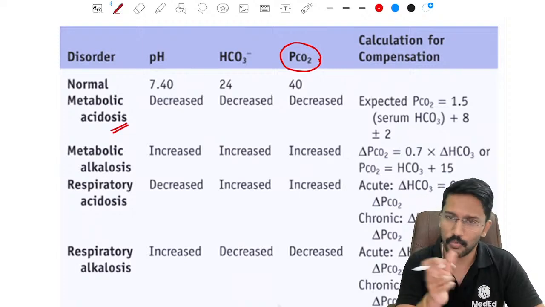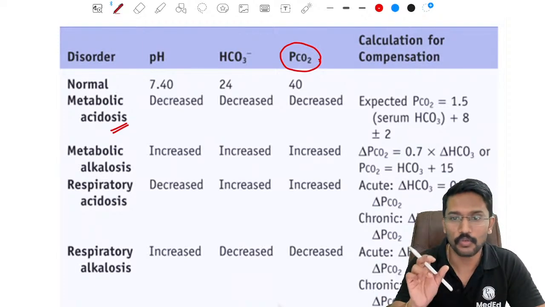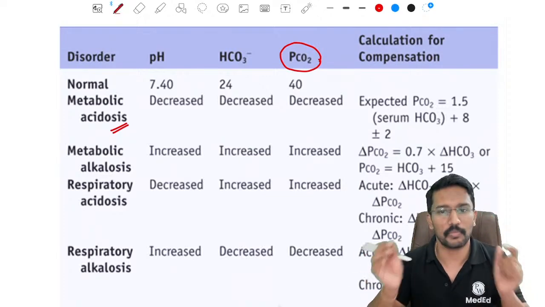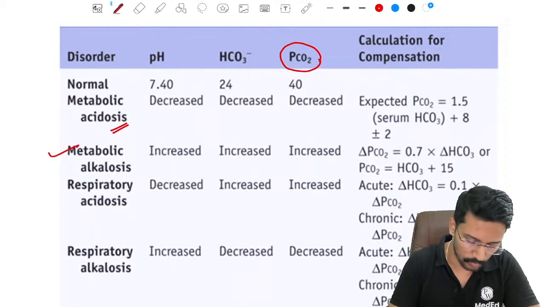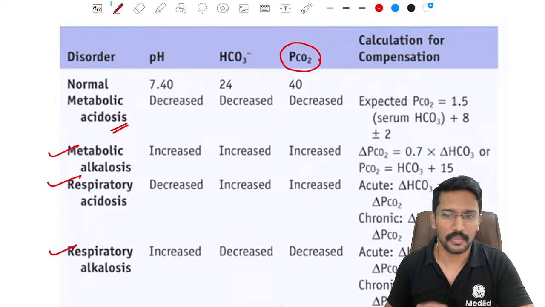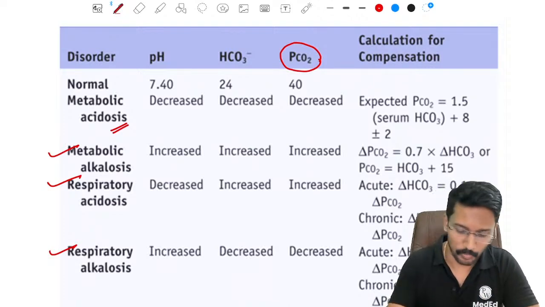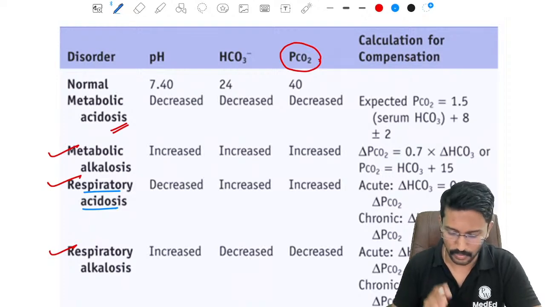So we can calculate the expected PaCO2, right? We will get to know how much is the expected PaCO2. If the patient's PaCO2 is in that range, then what you have is a single ABG abnormality. But if it is outside that range, more than that or less than that, that means there is an additional ABG abnormality. Similarly, we have formulas for metabolic alkalosis, respiratory acidosis and respiratory alkalosis. What I am dealing with here is a case of respiratory acidosis. So let us apply this formula for that case.